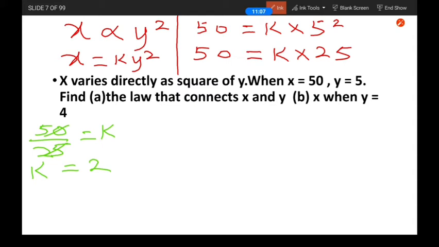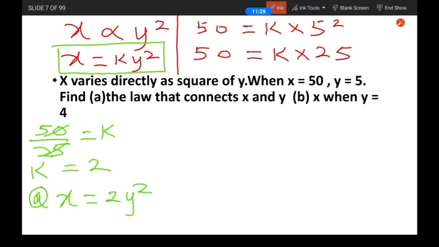So that is the constant of proportionality. It can come out also in exam. Now the question says, A, find the law that connects x and y. So you go back to this second step. So the law that connects x and y will now be x equals 2, then what? Y squared. So that is the law that connects them.